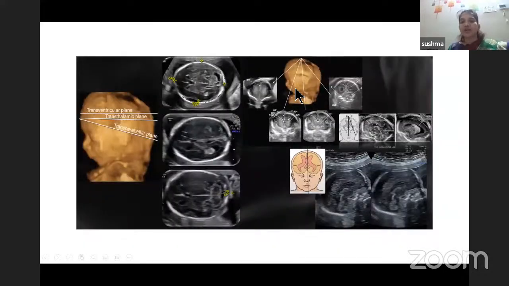So these are the ISUOG guidelines. Now this image depicts all the planes that we do in an extended neurosonogram. These 3 are the axial planes that we have to focus on. As and when you see these planes, you should be able to diagnose which plane it is, and you should be able to diagnose if this plane is normal or abnormal. Now, I'm going to discuss a few anomalous cases.